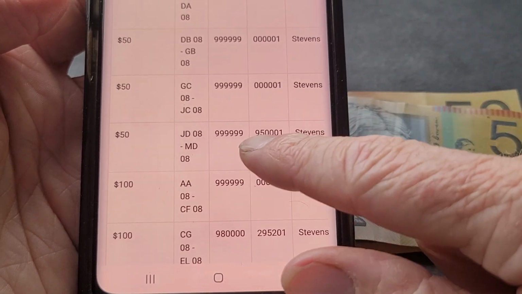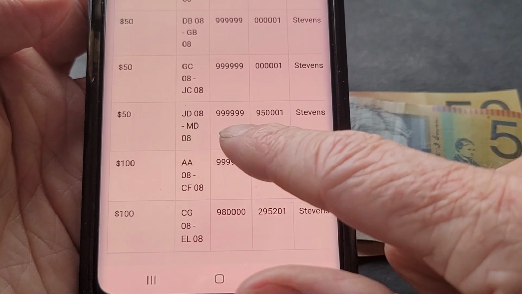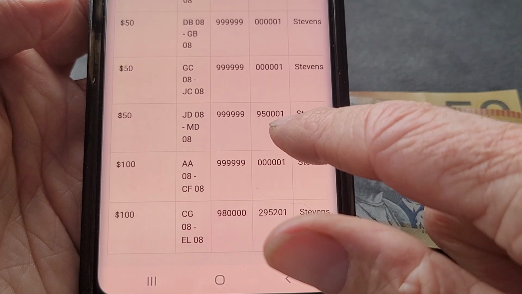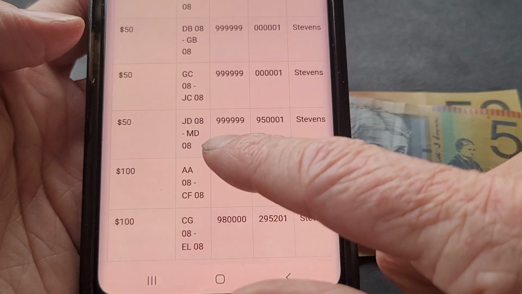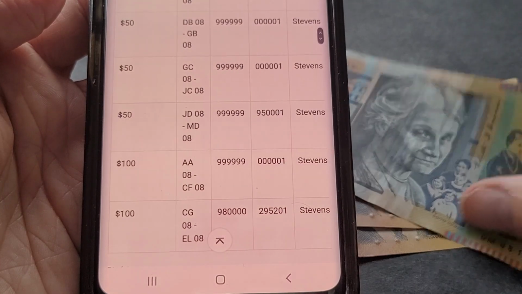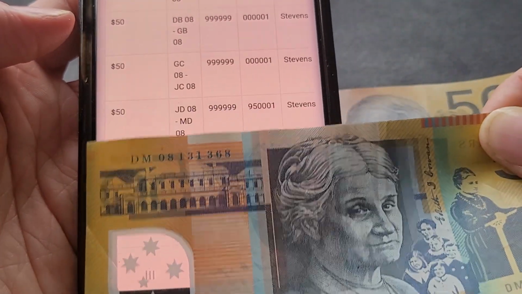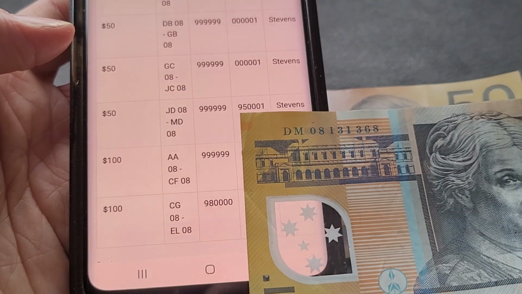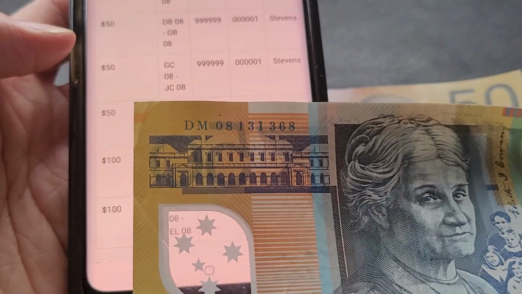Actually, no. For the last prefix, we have 50,000. Okay, MD. So we have 50,000 for the last prefix. So for 2008, what we have for the last prefix is only 50,000 banknotes because it starts from 909 and ends in 950,000. So that's a little bit less actually. So that one will be hard to get.